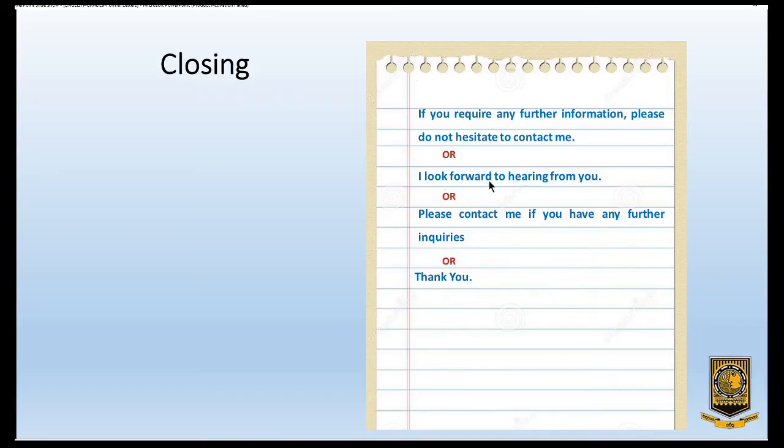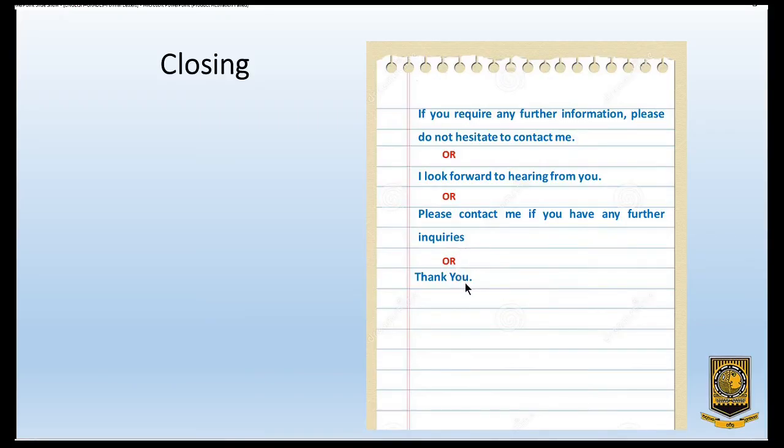Maybe you have applied for a job. You have included your biodata with the letter and you have sent that. Now you are waiting for the reply, to get the job or go for an interview. For that, you can use this one: I look forward to hearing from you. Or you can say, please contact me if you have any further inquiries. Even that you can use.